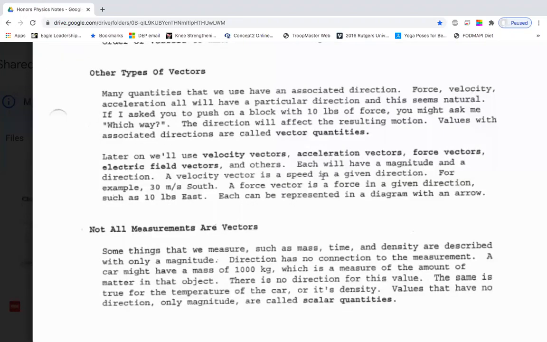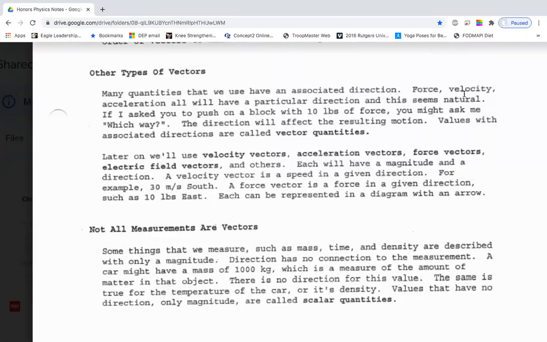Now, there's lots of other vectors we'll be using. We'll be using force vectors, velocity vectors, acceleration vectors. They all have a magnitude and a direction. If I asked you to push on a block with 10 pounds of force, you might ask, which way do I push? So that would turn the force into a vector.